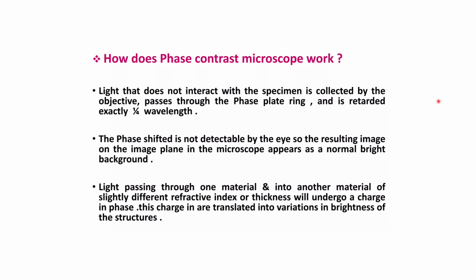So how does a phase contrast microscope work? Light that does not interact with the specimen is collected by the objective lens, passes through the phase plate ring, and is retarded exactly 1/4 of the wavelength. The phase shift is not detectable by the eye, so the resulting image on the image plane in the microscope appears as a normal bright background. Whereas the light passing through one material or into another material of slightly different refractive index or thickness in the sample will undergo a change in phase. So this change in phase is translated into variations in brightness of the structure.